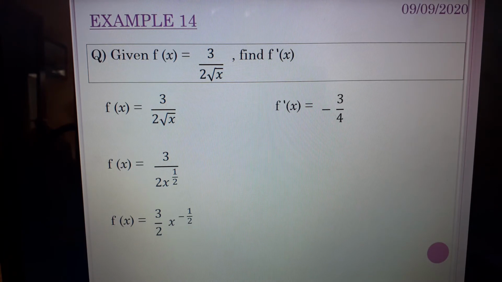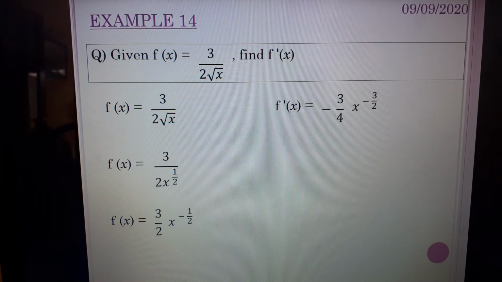So now we're going to subtract 1 from the power. So we've got minus 1/2 already, and we're going to subtract 2/2. So our new power will be negative 3/2, negative 3 over 2. Okay, so that's us now differentiated, and we can leave it like that.